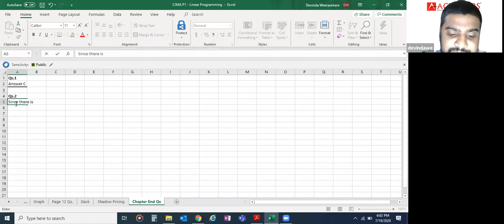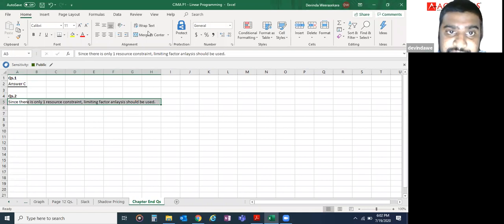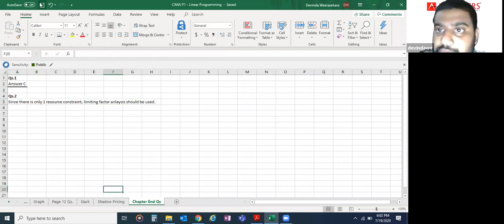Since there is only one resource constraint, limiting factor analysis should be used. Clear guys? We should not use linear programming because there is only one resource constraint, and we learned that if there is only one resource constraint, you have to use the limiting factor analysis method. Linear programming is used only if there are multiple limited resources or constraints.